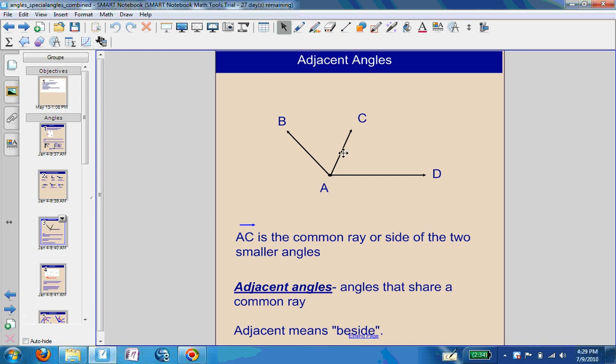Adjacent angles are angles that are beside each other. They share a common ray. In this case, angle BAC and angle CAD are adjacent because they have ray AC in common as one of their sides.